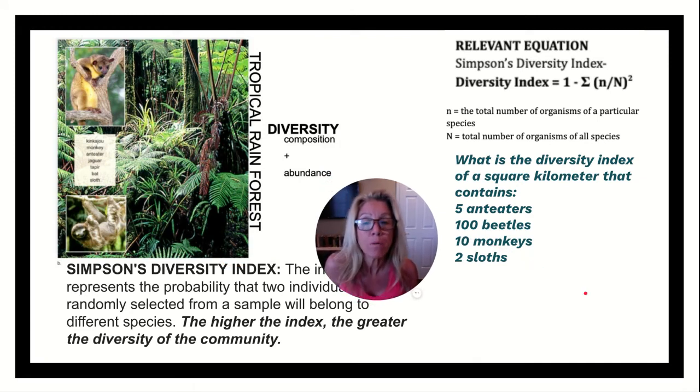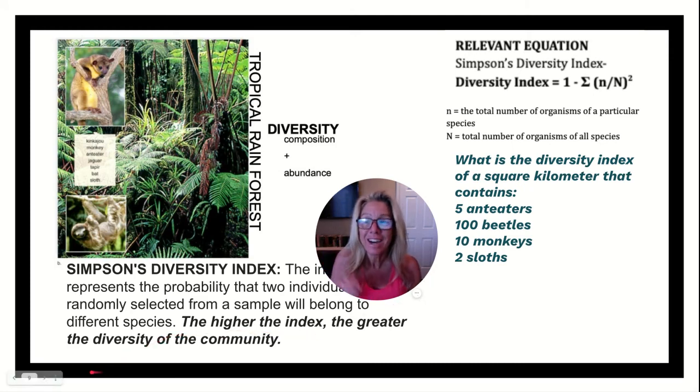All right. So I want you to try this right now. What is the diversity index of a square kilometer that contains 5 anteaters, 100 beetles, 10 monkeys, and 2 sloths? This is very simple, obviously. Remember, you're going to need to add these up together to get N, the total number. And then you take each one of these, put it over the total number, square it, and then do the next one, then do the beetles. So pause me just for a minute, and then I'll go over it with you.